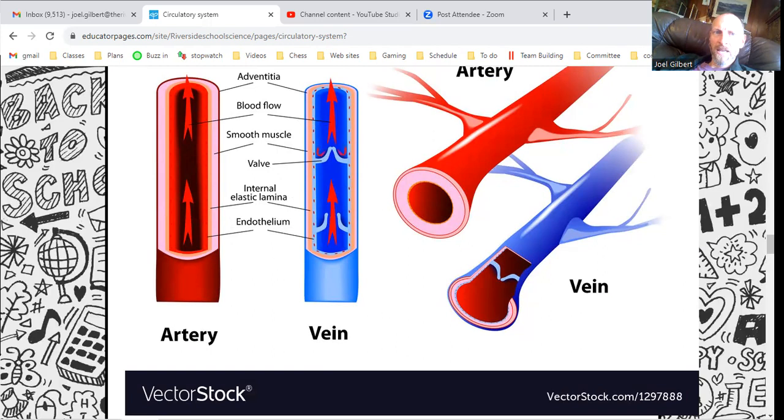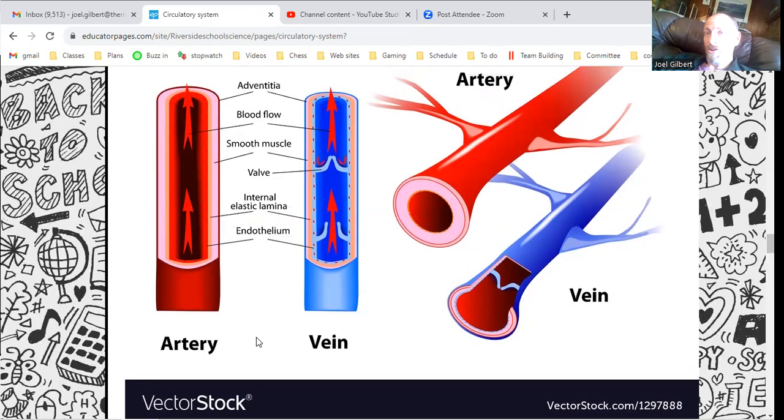Arteries being under so much pressure, they have to be very thick. If you were to hold one up, it would keep its form, whereas veins are very floppy. It's like cooked spaghetti versus uncooked spaghetti. Because arteries are under so much pressure, it's very important we don't cut them or hurt ourselves.